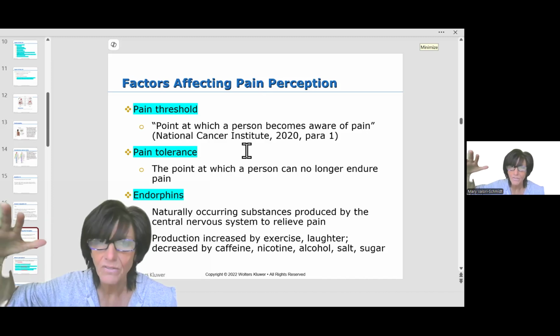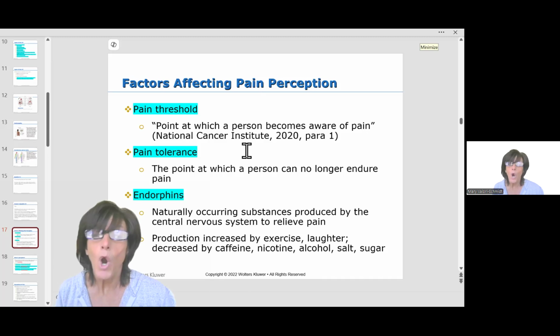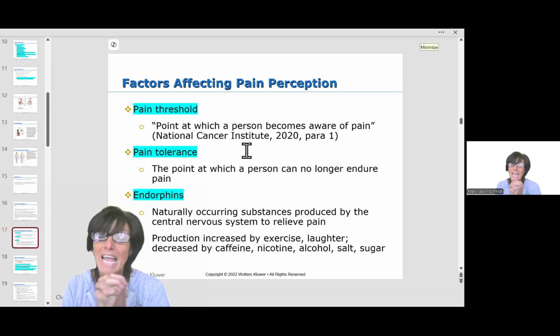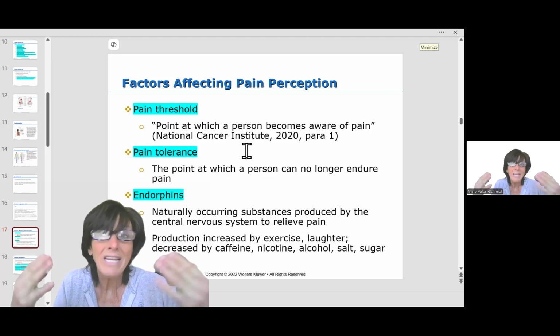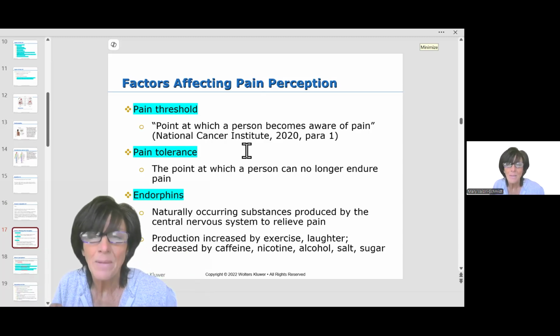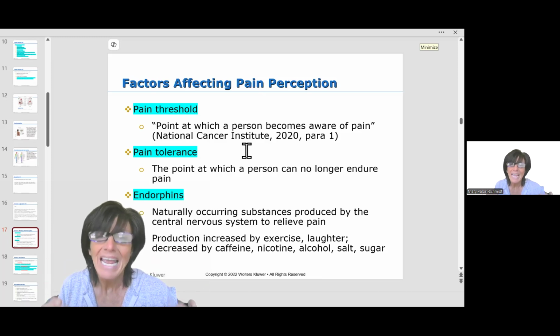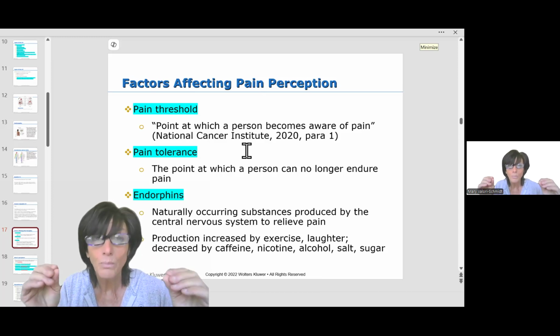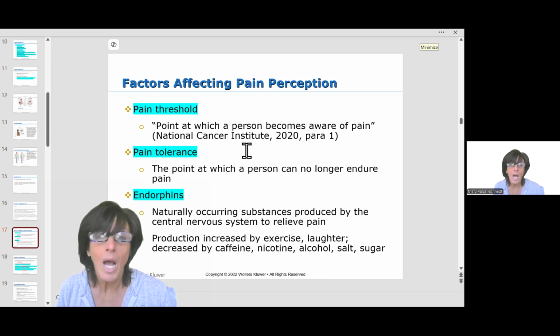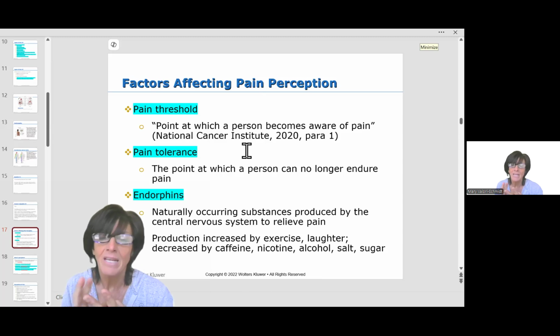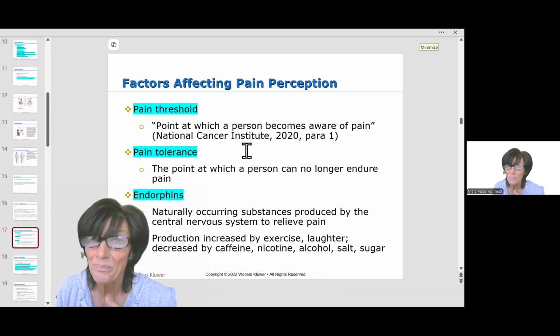I've reached my tolerance. Endorphins are substances that we have in our body, produced by our central nervous system, that actually relieve pain. When we exercise, when we laugh, when we're in a good mood, we can even force ourselves to do these things to get those endorphins flowing, and they can actually help a little bit to relieve some pain. Things that decrease the production of endorphins: caffeine, excessive caffeine, nicotine, not for me, alcohol, salt, and sugar, right?